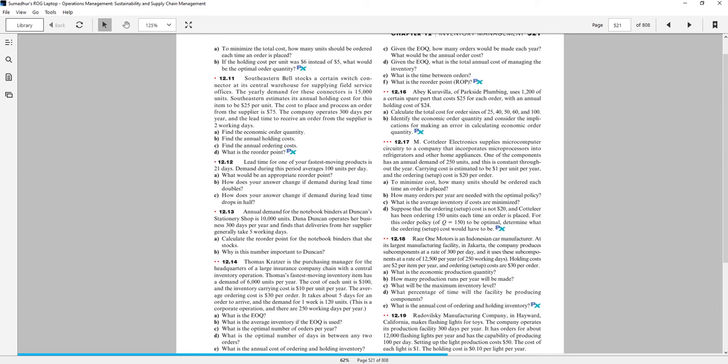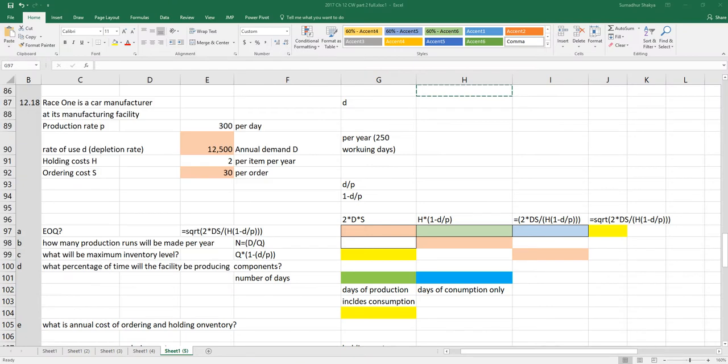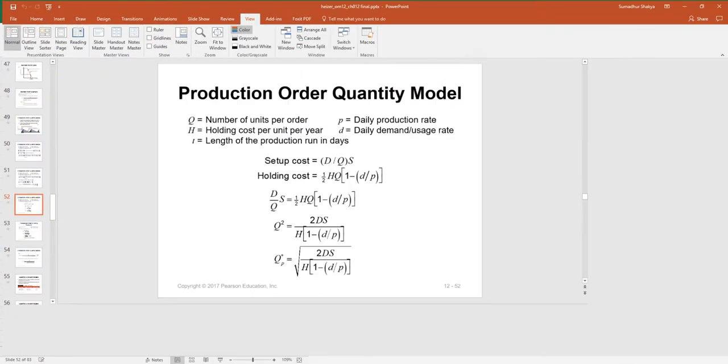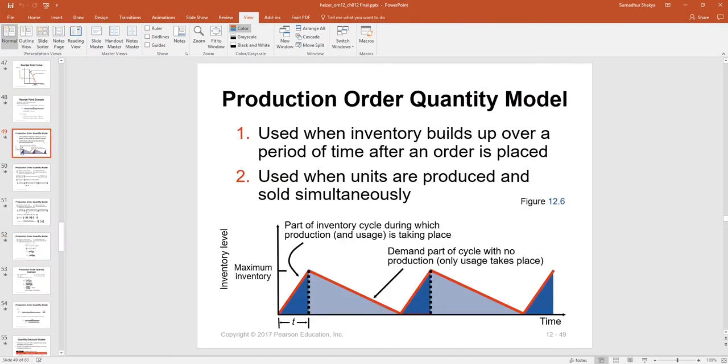First thing, what is the EOQ? How many production runs will be made? This is similar to how many orders do you end up placing in a year. What is the maximum inventory level reached? Now, before we calculate, let's review what we need to know for this. If you remember, this is the concept. So the production is happening and depletion is happening simultaneously for a certain time. Then the production stops. So this level here is the maximum inventory level reached.